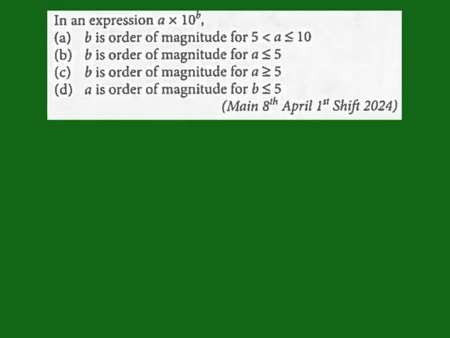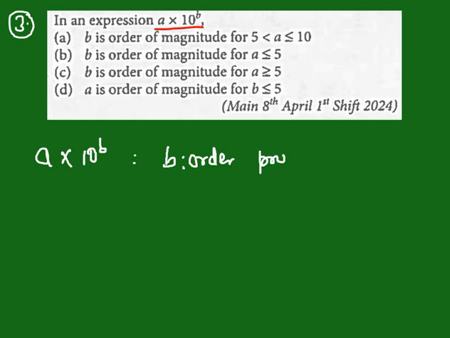Now see one more very basic question asked from the same chapter. Significant figures, order and all. So there is a rule from the significant figure concept that if you write a value like this, a into 10 to the power b, then b is known as the order, provided a must be less than or equal to 5. Then b is known as the order.